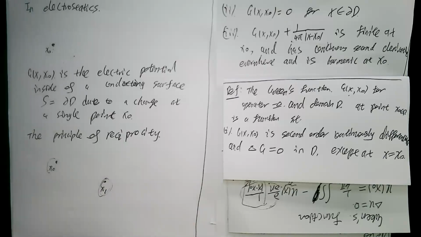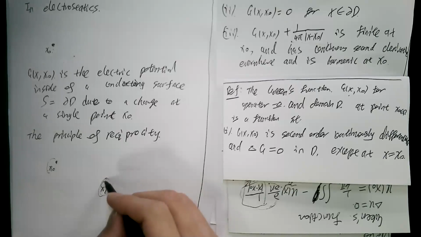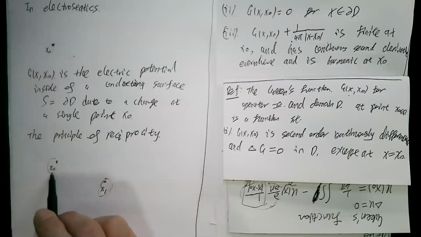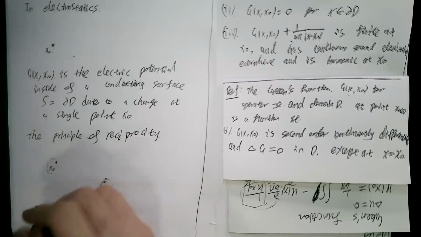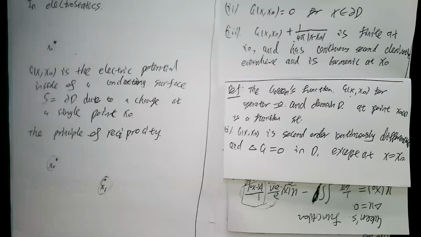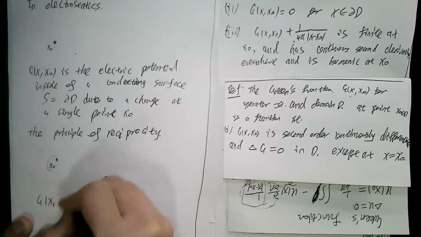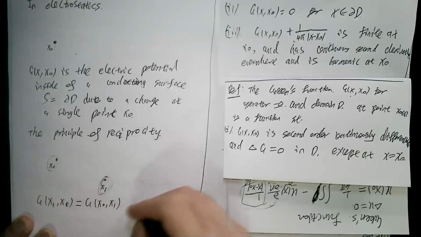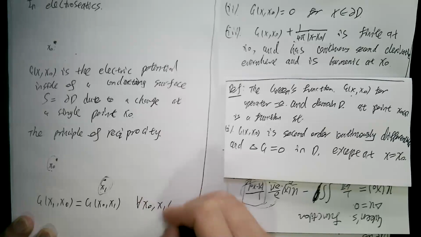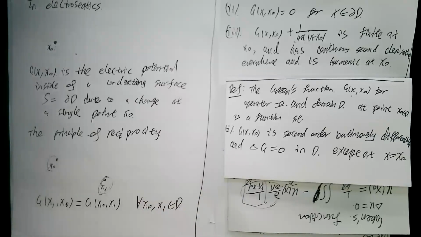Which means the electric potential at x1 due to x0 is the same as the electric potential at x0 due to x1. So mathematically, this means for Green's function, we will always have a property like this: G(x1, x0) equals G(x0, x1) for any x0, x1 in D. This is something from physics, and this is also something you can prove mathematically.